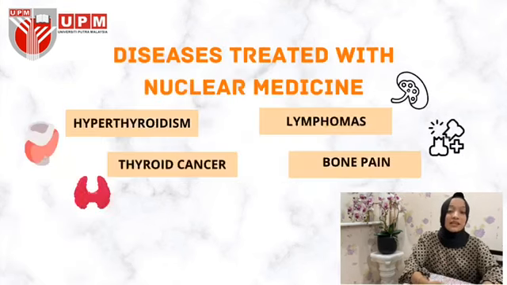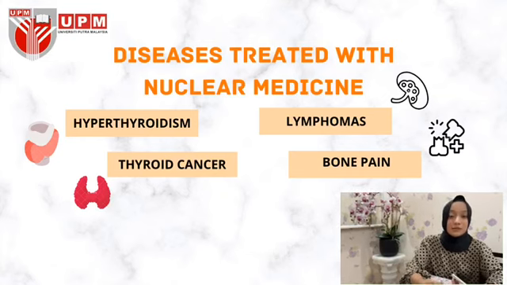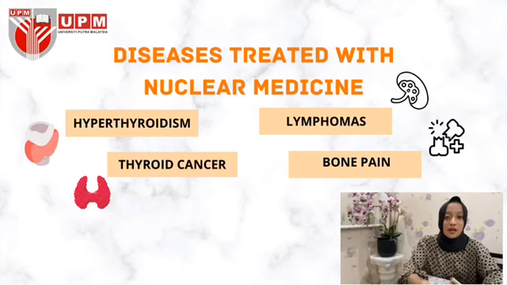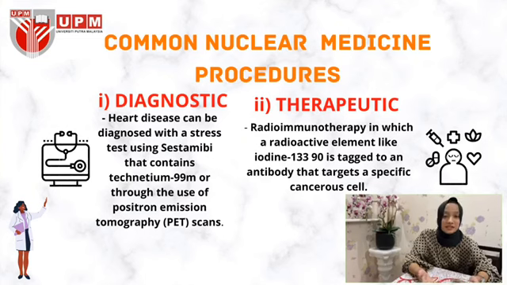also inhaled. Next, now we are going to find out what are the diseases that are normally treated with nuclear medicine. So one of the diseases could be hyperthyroidism, lymphomas, thyroid cancer, and also bone pain from certain types of cancer. So under nuclear medicine, there are two common procedures which include a diagnostic procedure and also therapeutic procedure.